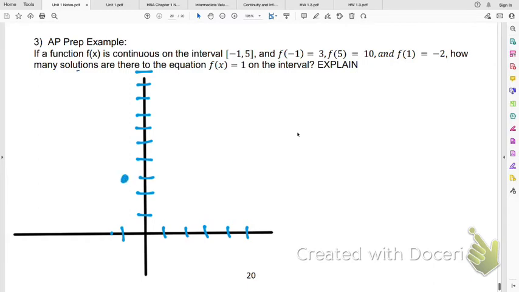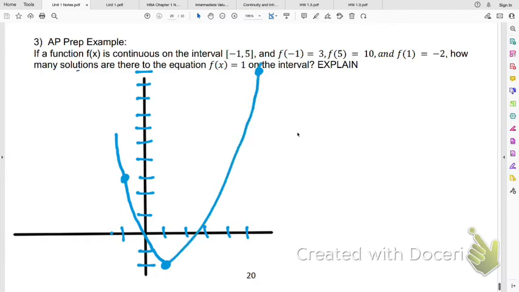f of negative 1 is equal to 3. f of 5 is equal to 10. And in the middle, f of 1 is equal to negative 2. All right, so we have those points. Any guesses as to how we could play connect the dots, or what this could look like? It could look like a parabola, right? It's just a continuous line. So going from the left one to the right one, I at least have to be able to connect these. And going from the middle one over to the far right, I at least have to be able to connect up to there. Okay? So it has to at least do that, yes?